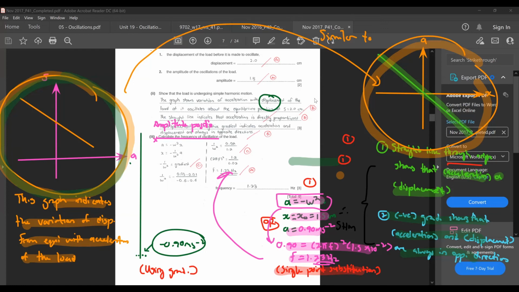Now, with single point substitution, you don't necessarily need to limit yourself to finding the values at the ends here. You can actually use any point on the graph, and you will be able to get the answer. So for single point substitution, use any point on your graph. Any point would do. You don't necessarily need to pick the value at amplitude. You can pick somewhere in between. All right.